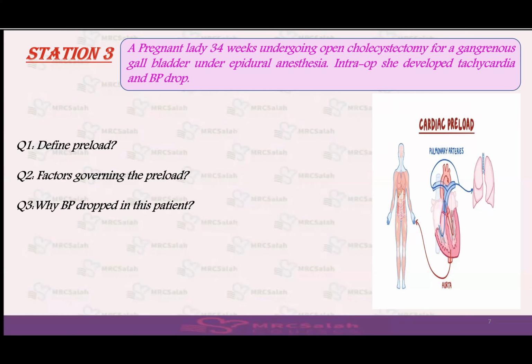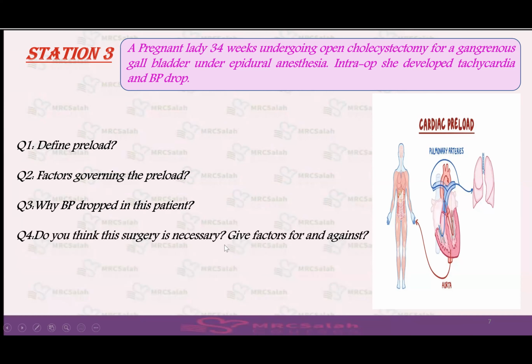Please, continue. Okay, maybe due to the pregnancy and the gravid uterus compressing the inferior vena cava, decreasing the venous return. What else? Also maybe due to septicemia causing vasodilatation and pooling of the blood in the periphery. Also maybe because of the epidural anesthesia or spinal anesthesia, which causes vasodilatation and pooling of the blood in the peripheries. It is epidural because the spinal could not be used for cholecystectomy. The level of spinal is lower.